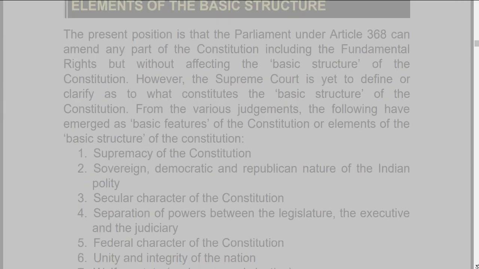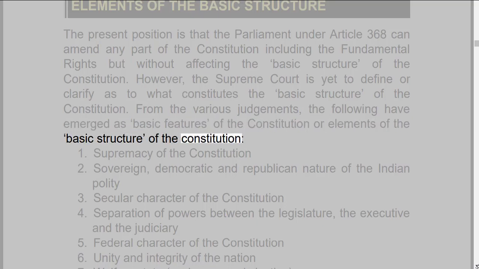Elements of the basic structure. The present position is that the Parliament, under Article 368, can amend any part of the Constitution including the fundamental rights but without affecting the basic structure of the Constitution. However, the Supreme Court is yet to define or clarify what constitutes the basic structure of the Constitution. From the various judgments, the following have emerged as basic features of the Constitution or elements of the basic structure of the Constitution.